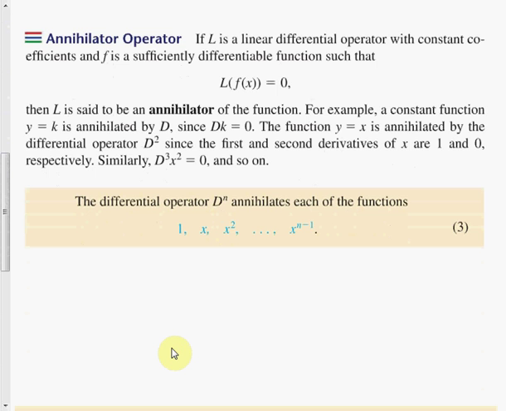Now, here are some standard D to the n annihilator operators. Say, for example, if you have a polynomial, the polynomial is of, say, for example, the second degree, then obviously I need D to the third power to annihilate that. So here they go up to n minus 1, and so you take D to the n to cancel out whatever term that you may have.